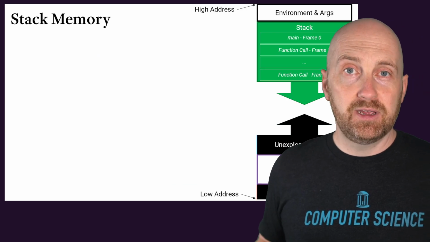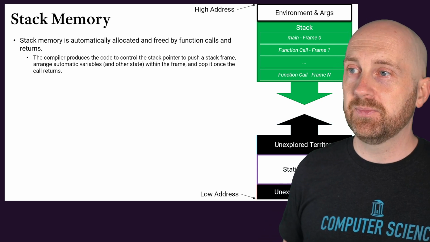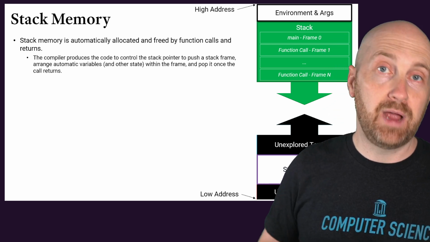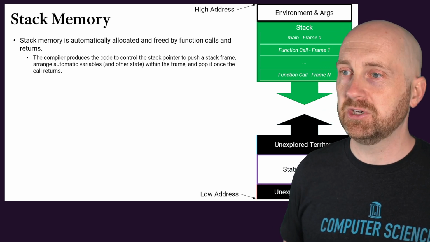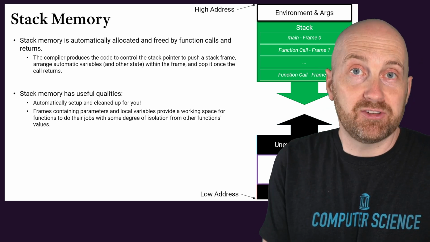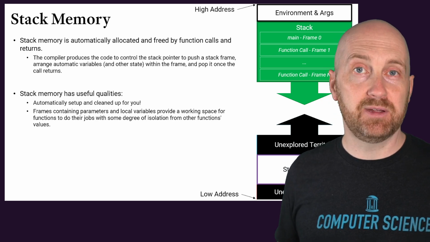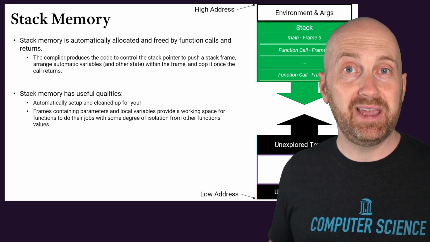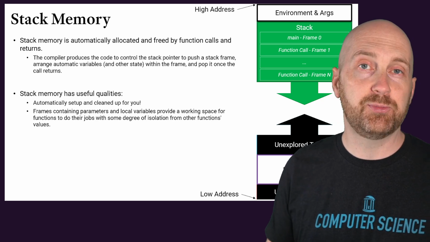So stack memory is automatically established, or allocated for you, when function calls occur. The compiler is setting up all of the instructions and doing the bookkeeping to allocate some space for your local variables and your parameters, and then free them up when your function calls return. There are some useful qualities to stack memory. The biggest one being that you don't have to worry about all of these steps. Once you understand the semantics of how the compiler is going to establish a stack frame and give you some isolation, you can depend on that without having to really think about it. It's an abstraction that the compiler provides to us as programmers.